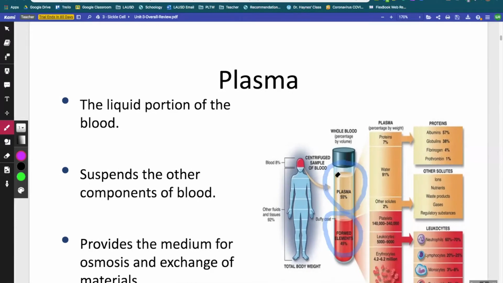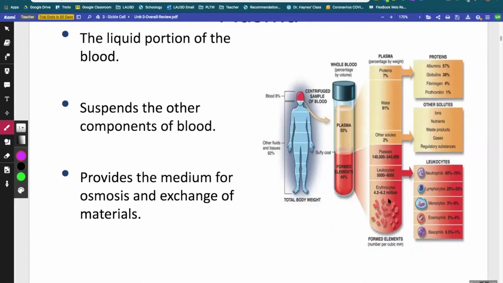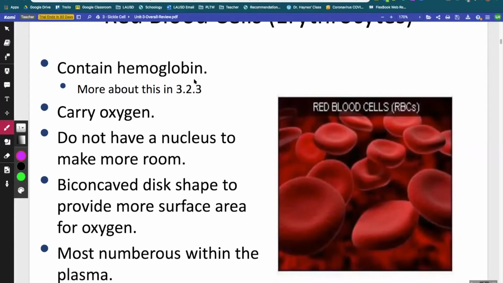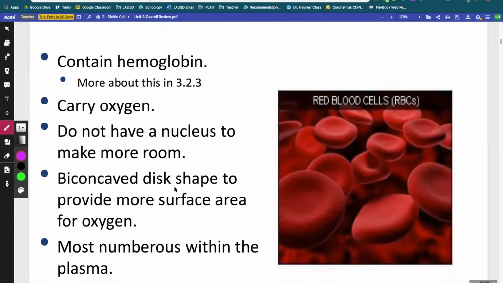Okay, let me erase that. I'm going to use the other one. And you get your red blood cells, which are called erythrocytes, and you get your white blood cells, and you get your platelets in this bottom part here. And then you have water. Red blood cells carry oxygen, and they carry oxygen by this protein hemoglobin, which is going to be very, very important coming up.